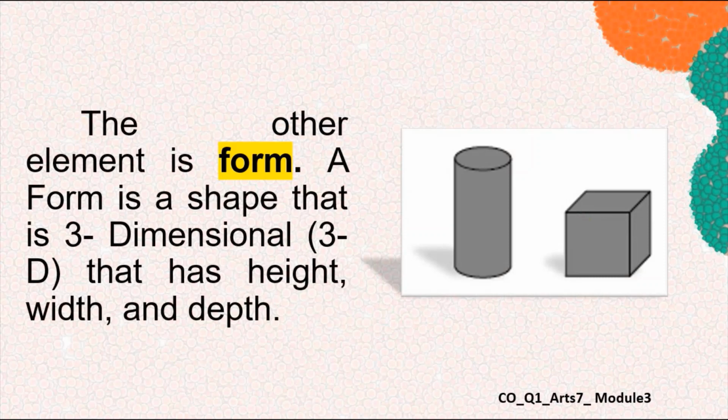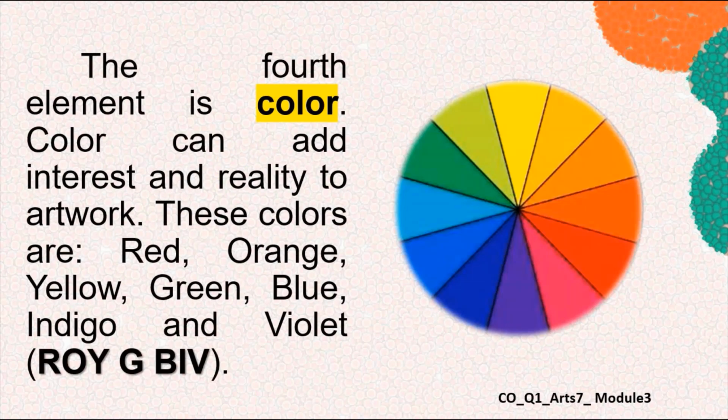The other element is form. A form is a shape that is three-dimensional or 3D, that has height, width, and depth. The fourth element is color. Color can add interest and reality to artwork. These colors are red, orange, yellow, green, blue, indigo, and violet, also known as ROYGBIV.